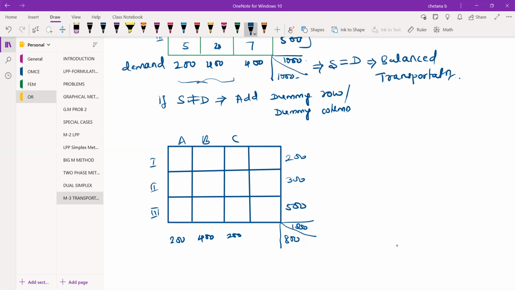And you have all these costs: 275, 342, 547. Now, if you see, 200 plus 400 plus 200 is 800. And this is 1000. So what you need to do is add one column. This is called a dummy column.